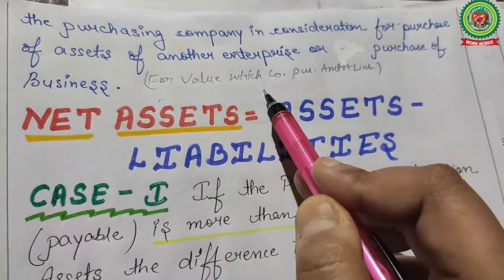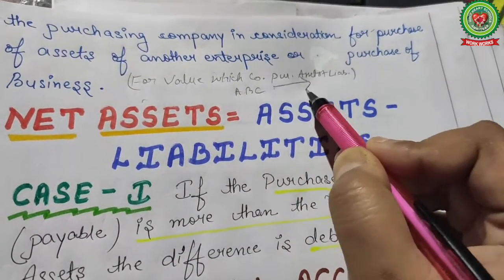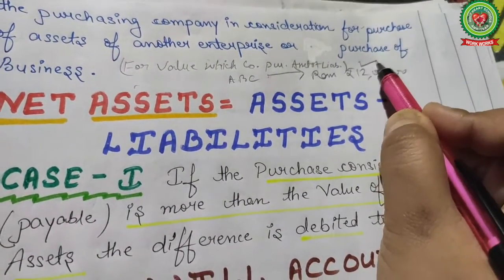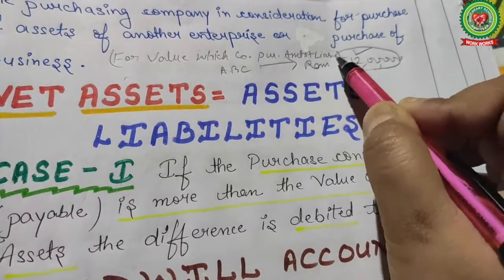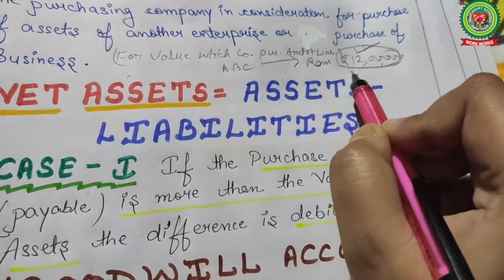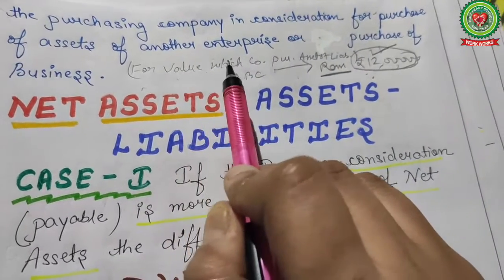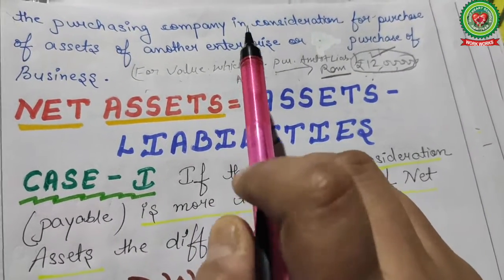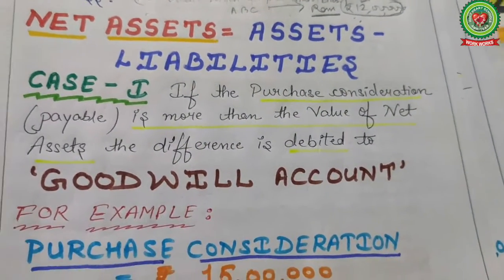Suppose ABC company purchased the business of another person, Ram, for 12 lakh. Maybe the company paid half by cheque and half by shares. The full 12 lakh is considered as purchase consideration. ABC's purchase consideration is 12 lakh for purchasing the business of Ram. Whether the company pays by cheque, half by cheque, or fully by issuing shares, it is considered purchase consideration, which we find with the help of the formula.